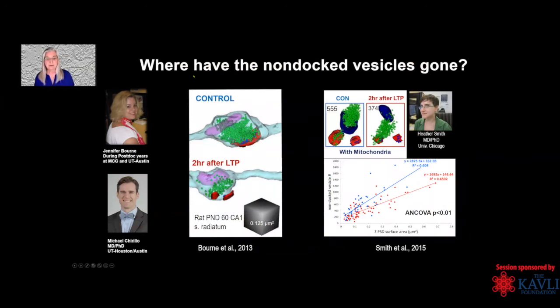However, we find also, and Jen and Michael found this in their paper, and Heather took it up later in her paper, that there's a dramatic drop in the non-docked vesicles after LTP. The total docked vesicles also drop, but they're more congregated after LTP at the synapses in very specific sites, as we found recently in Jae Hoon's paper. Okay, so where have all these non-docked vesicles gone? You can see here that they're decreased over all sizes of synapses following LTP.